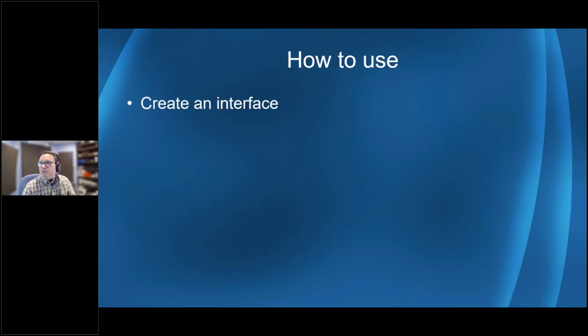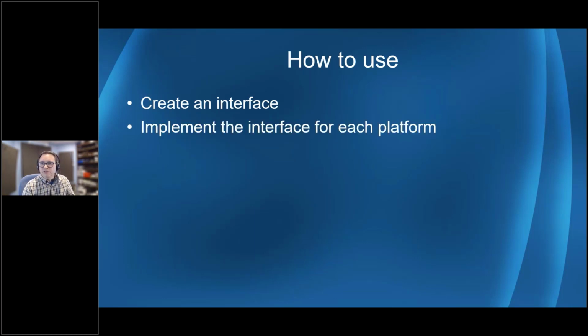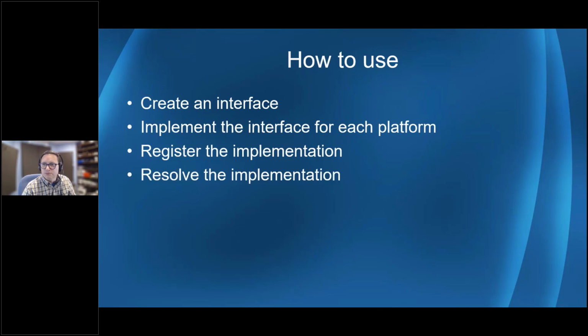So how do you use it? Well, you create an interface, that'll be in your shared code, and then you implement that interface for each of the platforms. You don't necessarily have to have an implementation for every platform you have. If your app runs on multiple platforms and there are features that are only specific to one of those platforms, that's the only one you'd implement to. You either skip it for the other ones or implement some sort of dummy implementation that does nothing. Then you register the implementation, and that's handled at the platform. And then you resolve the implementation at runtime.